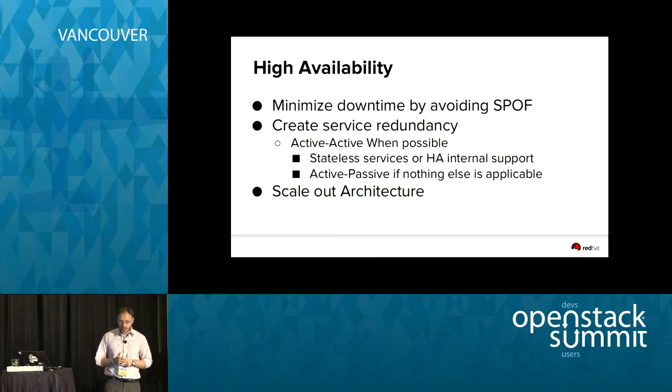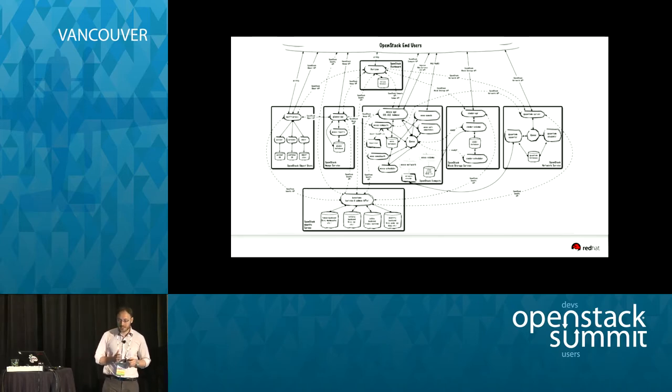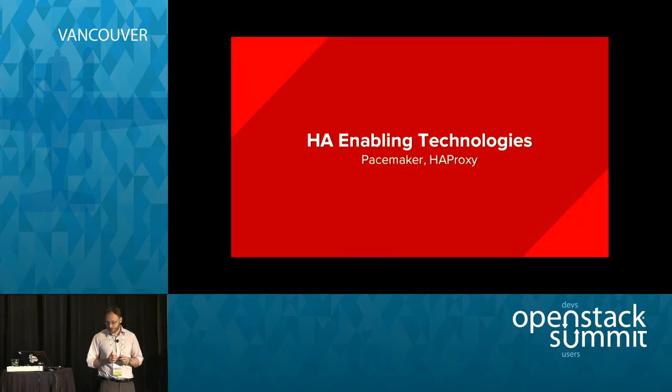And we would like to create a scale-out environment, right? We want to make sure our environment can serve as many requests and as many users as possible. And this is the reality. We've all seen this diagram. Obviously, OpenStack is a fairly complex system constructed out of many services, and we need to make sure each and every one of them is highly available.